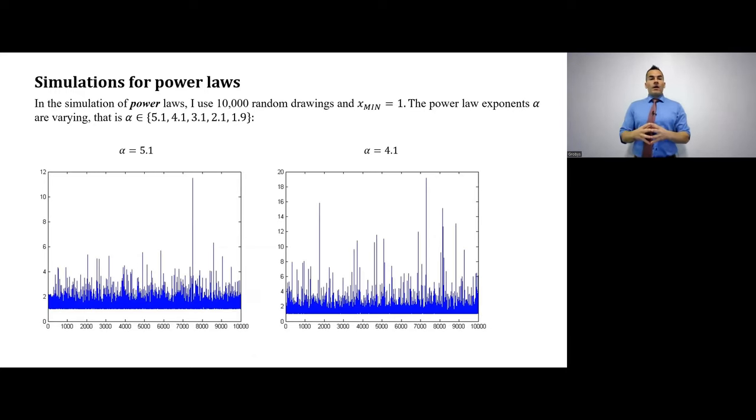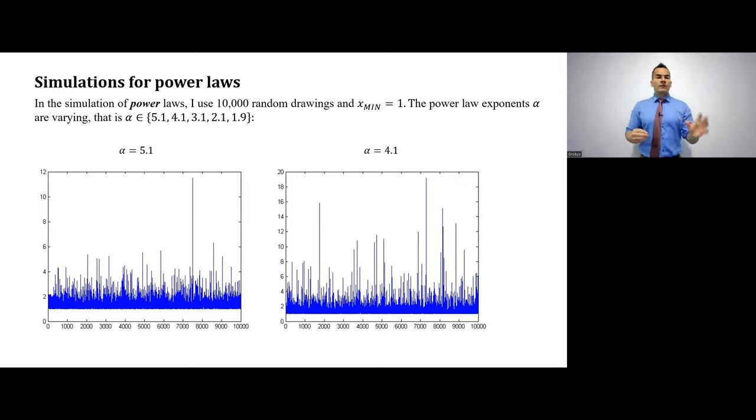Here we have a simulation experiment that I have provided. I'm using 10,000 random drawings from different power law functions. I set the minimum value for which the power law is defined equal to 1. The power law exponents alpha vary between 5.1 and 1.9, so that you see how this would look in real life, or if you would simulate such a process.